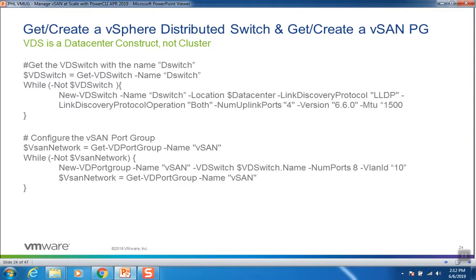Everybody makes mistakes, right? Here I'm saying create a vSAN port group, giving it the name vSAN. I want 8 ports, VLAN ID 10, whatnot. Here, each one of these I'm saying create it if it does not exist. And then I'm going back and in this particular line, I'm saying give me that object with all of its extended properties.